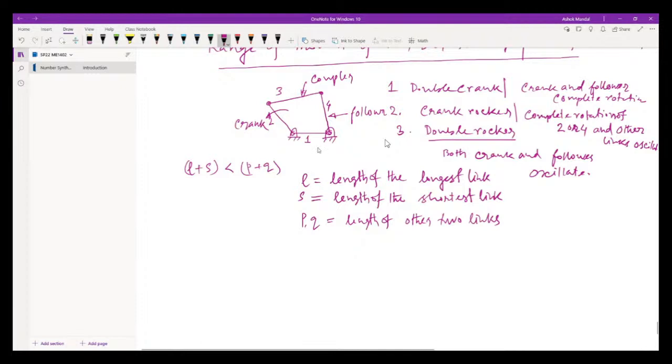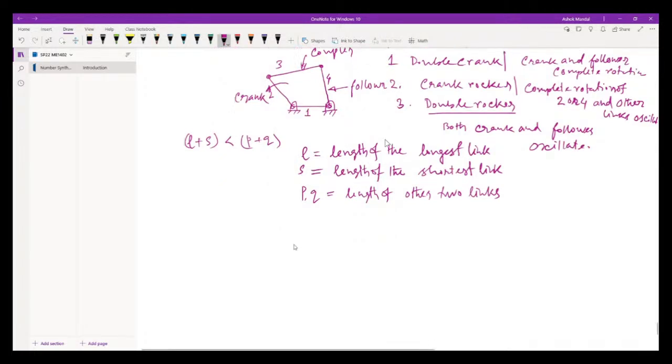Complete rotation. We want to get continuous motion. Complete rotation of one link, complete rotation of one link with respect to other links. That is this condition.